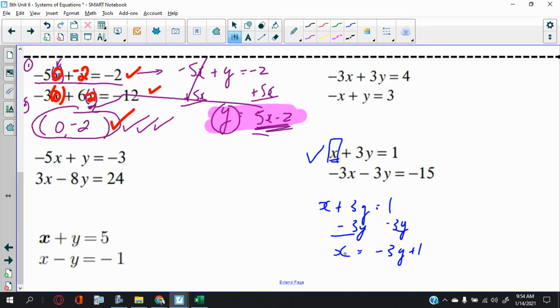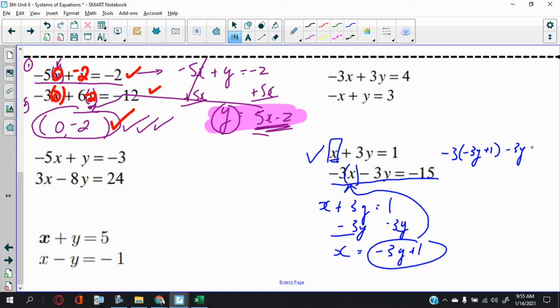Now I isolated this, and here I've got the expression that I'm going to substitute into. So here I've got the x. This expression, I'm going to substitute right in there. So that means I've got -3, and in parentheses, this whole expression, -3y plus 1, minus 3y equals -15. Okay, so here I'm going to distribute. -3 times that is 9y minus 3 minus 3y equals -15.